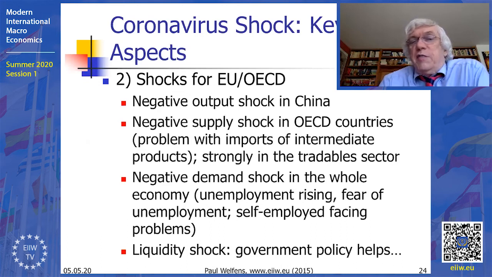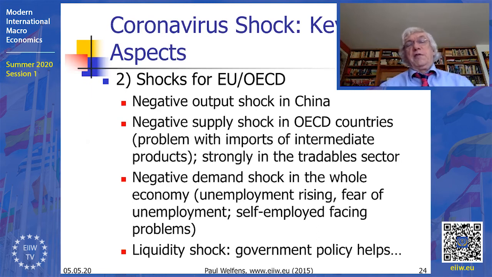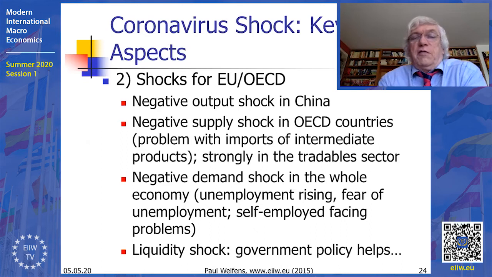Okay, there's a negative supply shock in OECD countries. There is this problem with the imports of intermediate products. That is a negative supply effect, and I think it will be relatively strong in the tradable sector. There's a negative demand shock in the whole economy, affecting both the tradables and the non-tradable sector. So unemployment is rising. In the US, within about 8 weeks, that means in March and April, the number of unemployed has increased by almost 30 million. This is enormous.